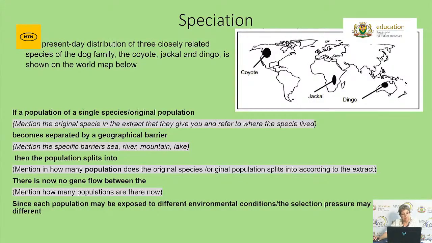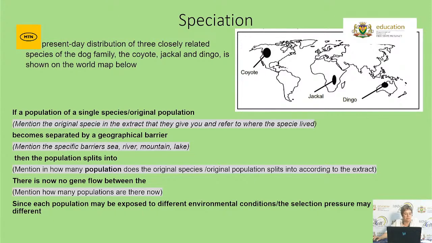So in last year's paper, let us see this one and how we will apply speciation on it. The present day distribution of 3 closely related species of the dog family, the coyote, jackal and the dingo, is shown in the world map below. Okay, now we will start: in a population of a single species of dog family. Now you refer and you use the example in the heading. They become separated by a geographical barrier. In this case, it's continental drift or ocean specific.